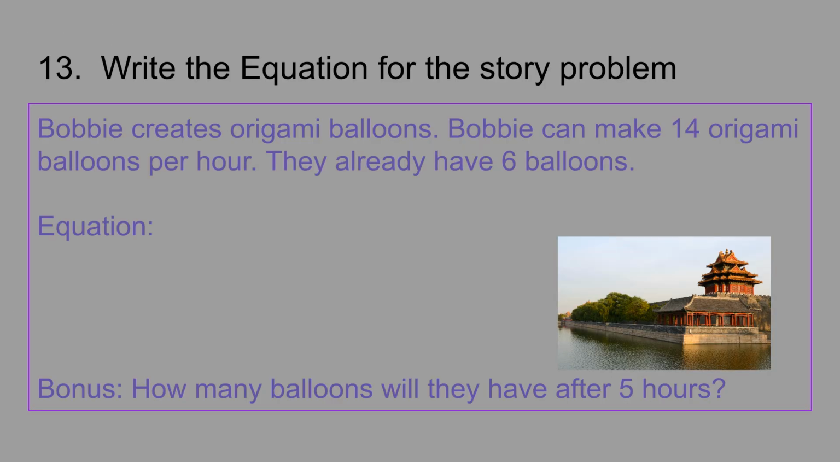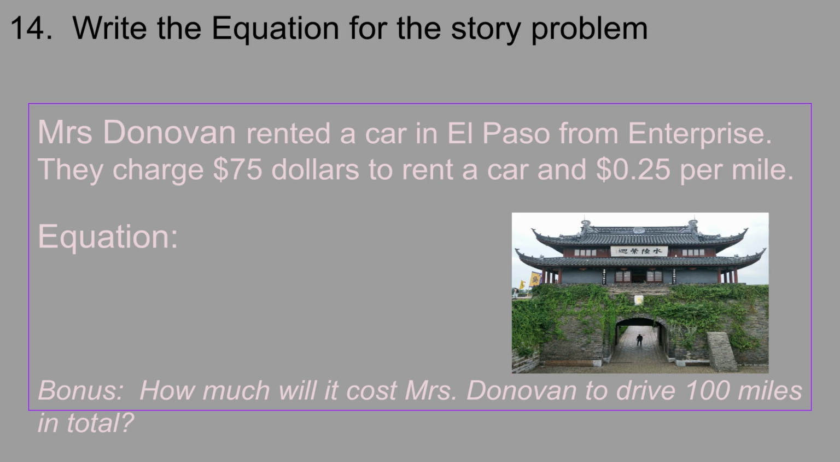Now, let's write an equation for this story problem. The equation is y equals 6x plus 14. The bonus answer is 44 balloons after 5 hours. For the final problem, the equation is y equals 0.25x plus 75. The bonus answer for the total cost to drive 100 miles is $325.